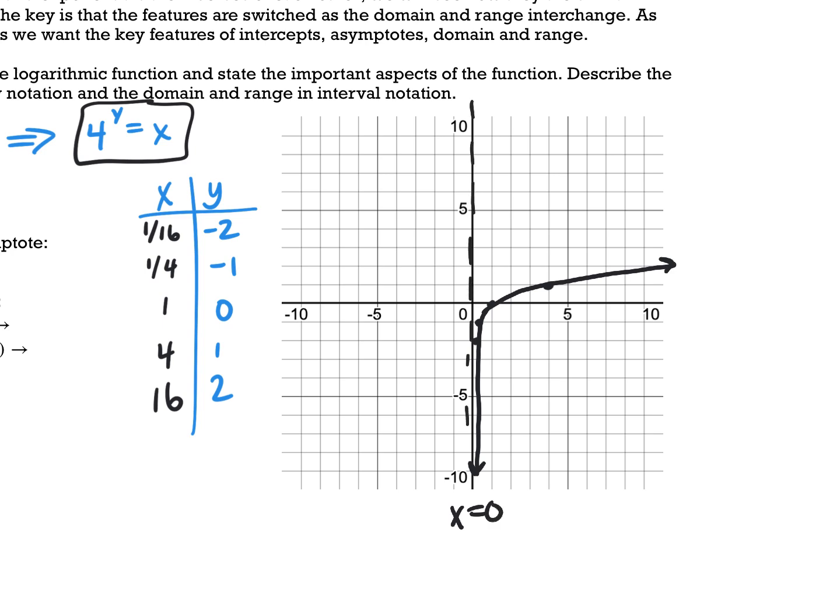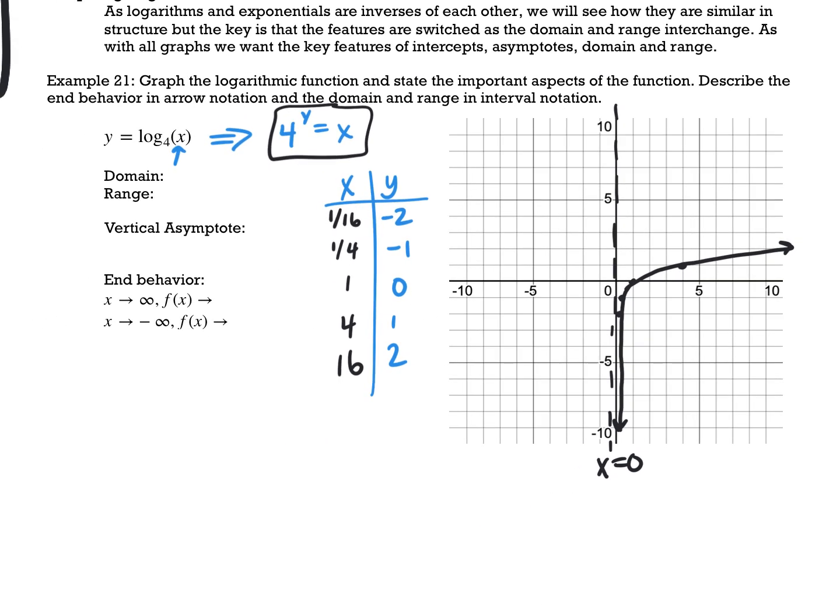And this should feel at least vaguely familiar, right? We've seen these types of asymptotes before. It's just with an exponential function. In this case, we're dealing with a logarithm. So we know that in an exponential function, its domain would be infinite. Well, that will be the range of a logarithm.